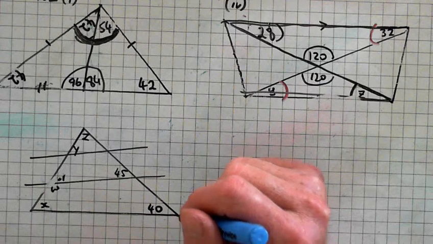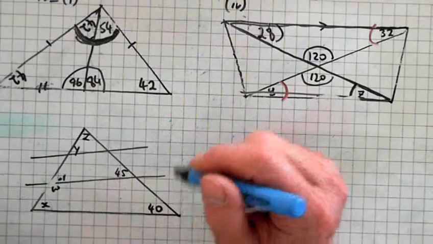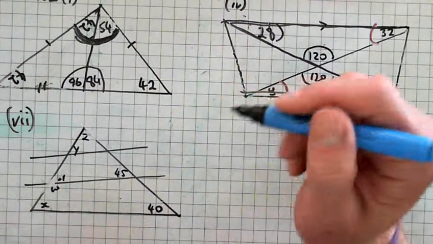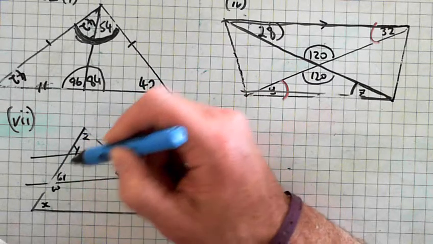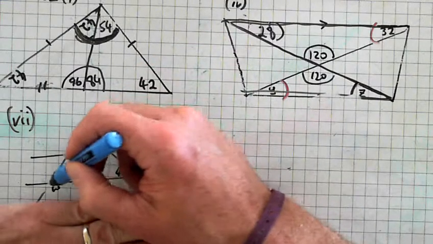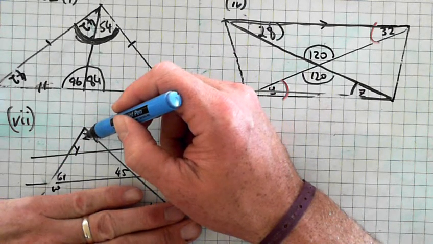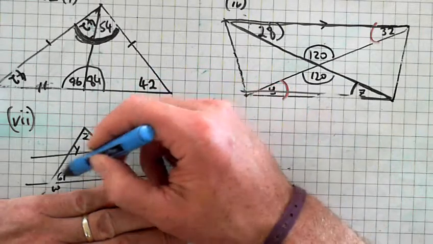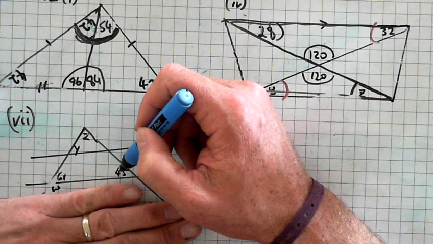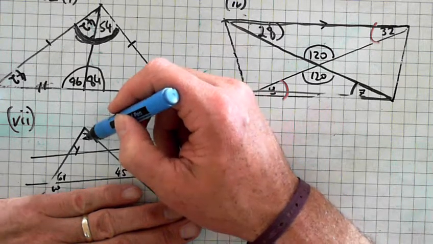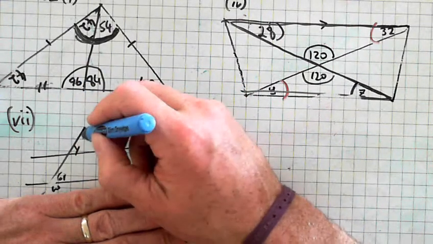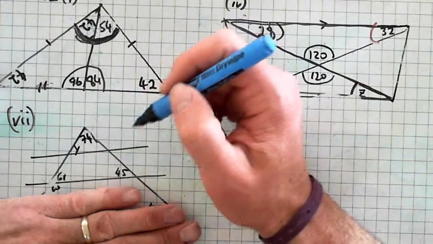So this is question 2, part VII. All right, so what can you find out first? That's 61 there. 45. So if you look at the top triangle up here, we can figure out what Z is first. Forget about this line. That angle. So 64 and 45 is 106, isn't it? 106. To find Z, 180 minus 106. 74. So that's 74.